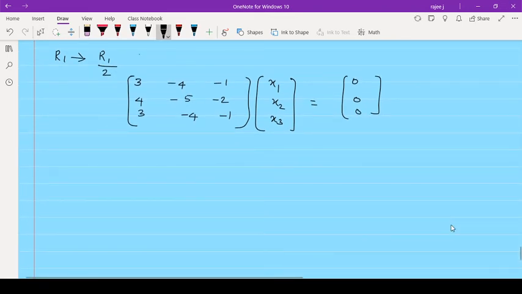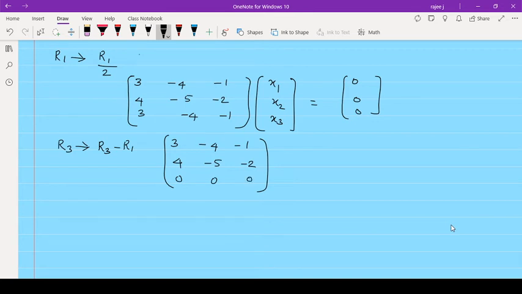Okay. Now R1 stays, R3 changes to R3 minus R1, because both are the same. So subtracting, that row will become 0. 3 minus 3 is 0, 4 minus 4 is 0, 5 minus 5 is 0, and this also 0, x1, x2, x3. And here 0, 0, 0. And here try whether you are getting these zeros.